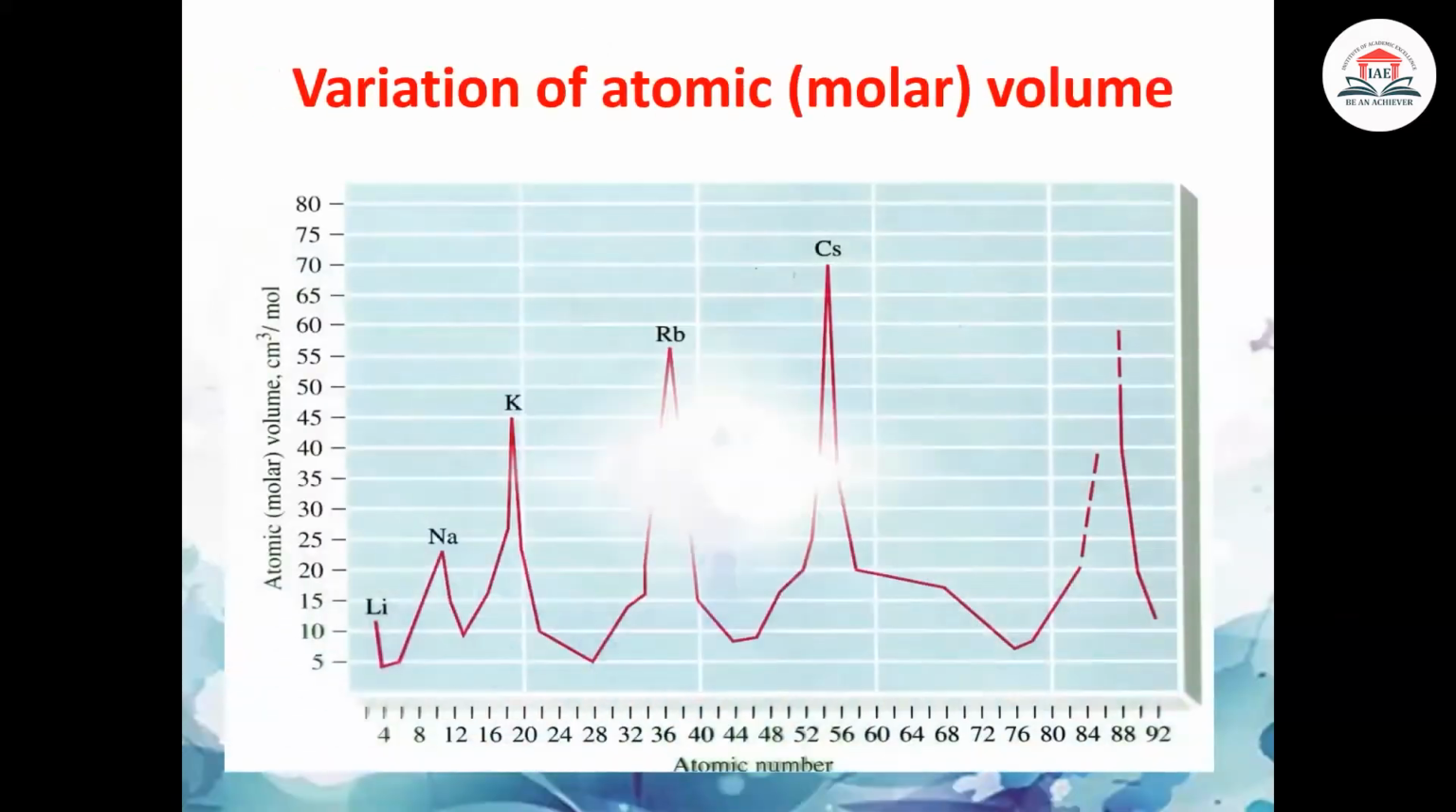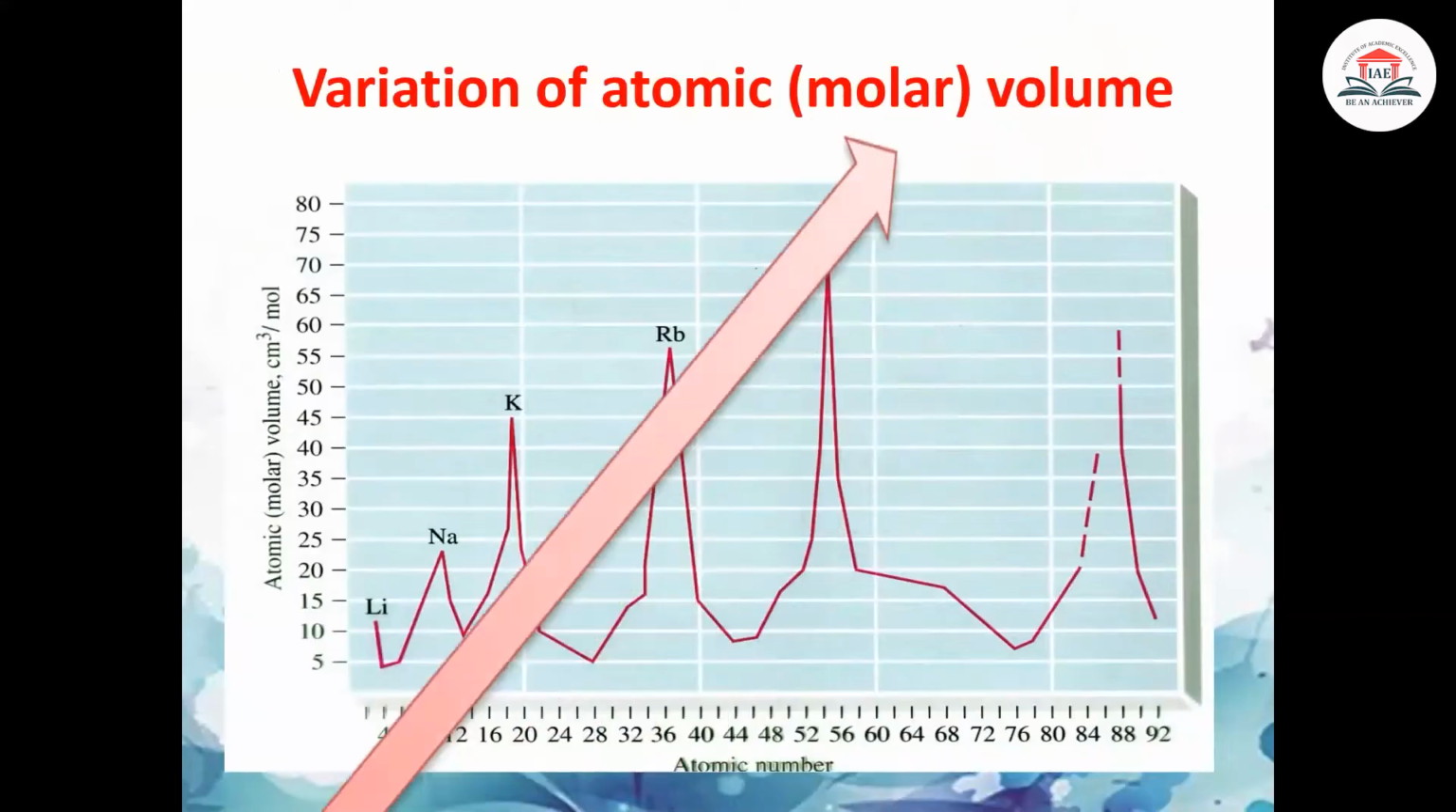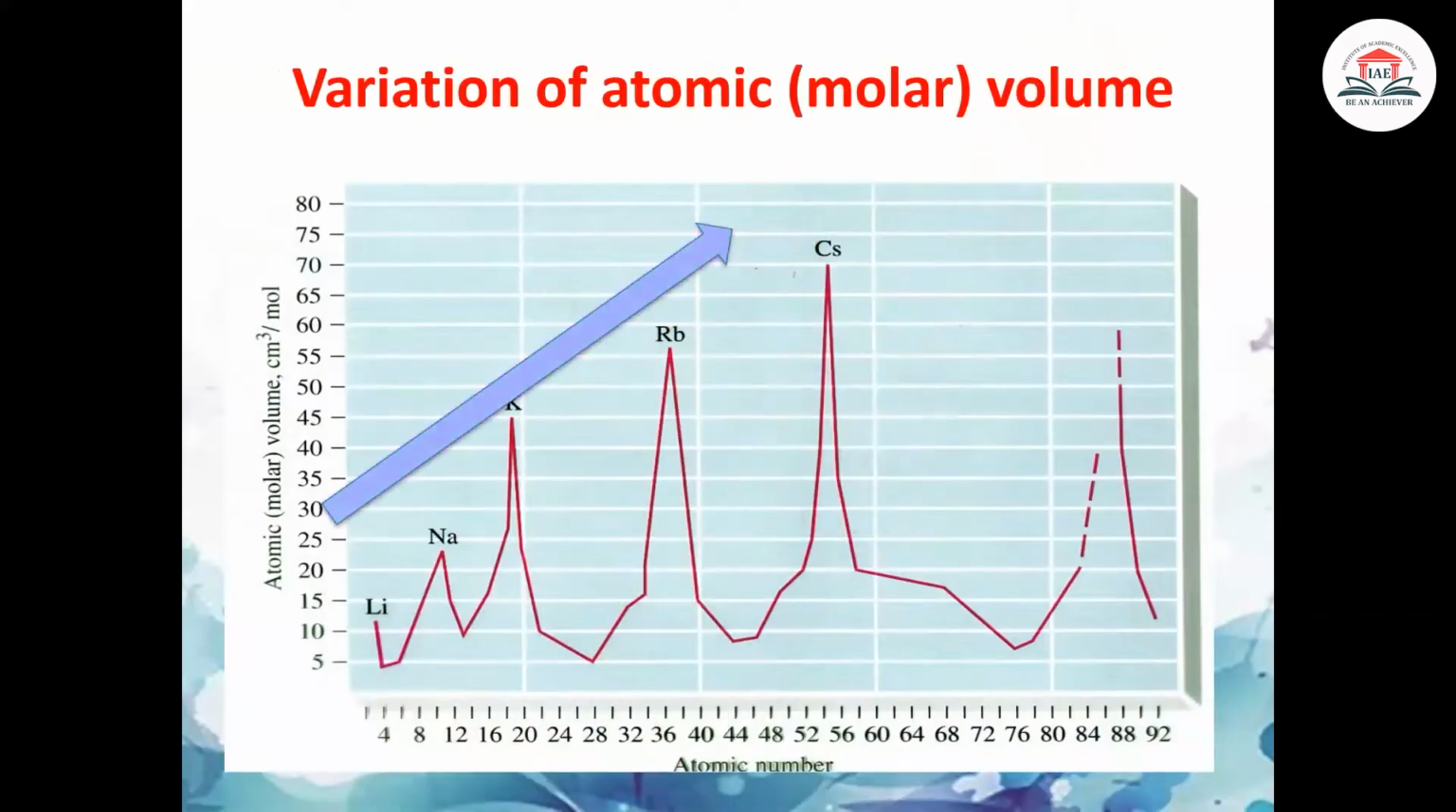Next is variation of atomic or molar volume. That also increases from left to right in a particular period. In this graph, you can see that from lithium, sodium, potassium, rubidium, cesium, sorry, did I say period? It should be in a group, from top to bottom, the size should increase.